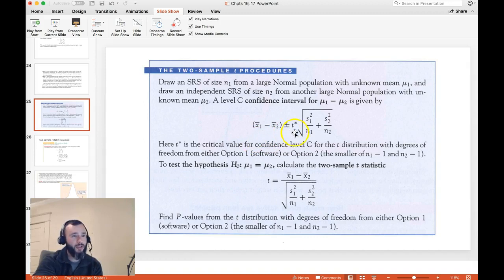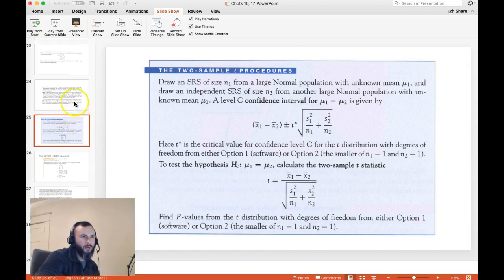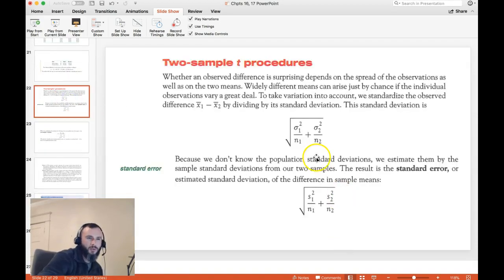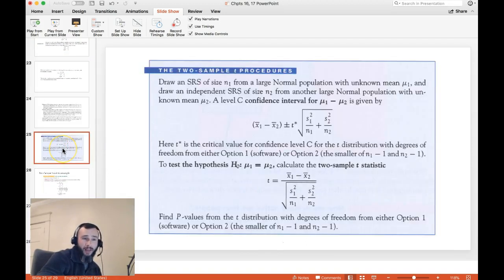The margin of error is t star, which is that critical t value, and then this adjusted estimated standard deviation. So we're just taking the standard deviation, but we're adjusting it, like we saw up here, for the fact that we don't know sigma. We don't know sigma for either population. So here t star is the critical value for confidence level C for the t distribution with degrees of freedom from the smaller of n1 minus 1 and n2 minus 1.